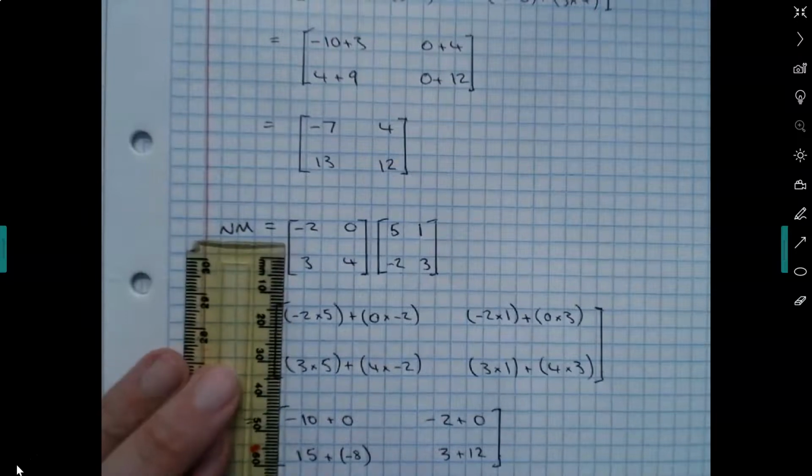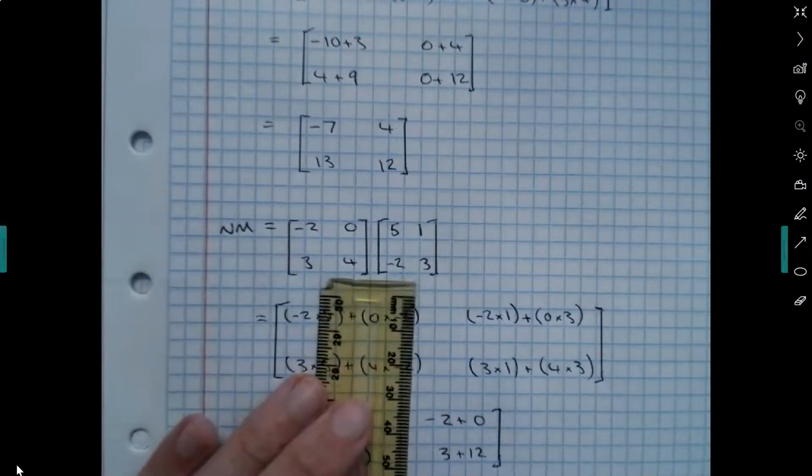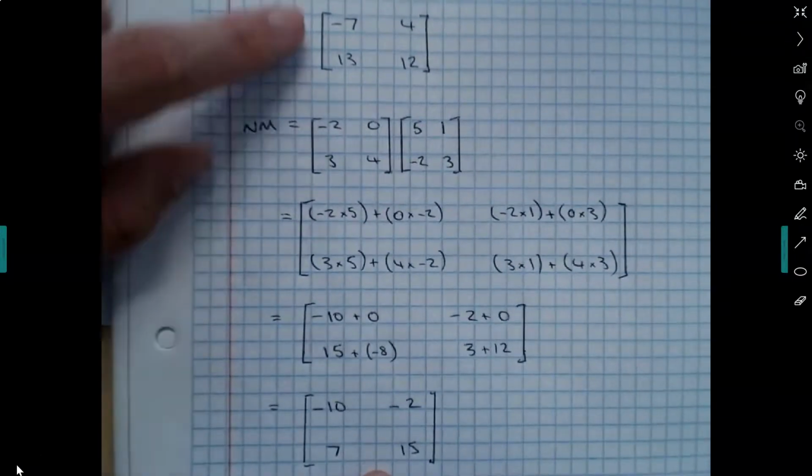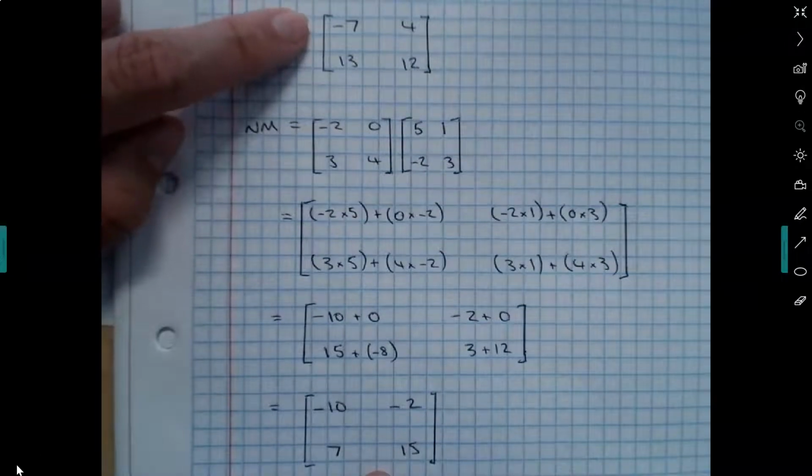So you can see that our resulting matrix NM is different to what our matrix MN was. So the process of multiplying them definitely depends on their position. You won't get the same matrix either way.